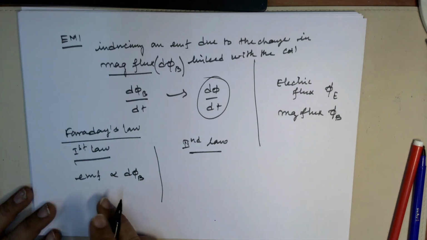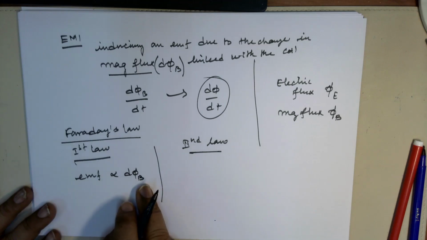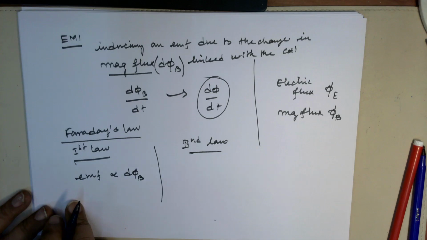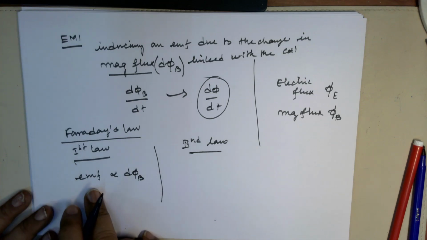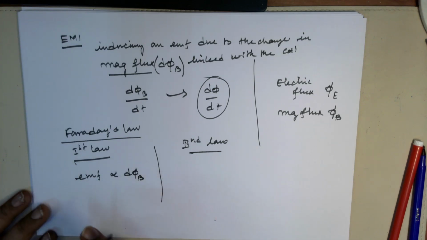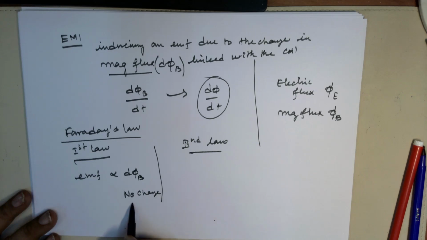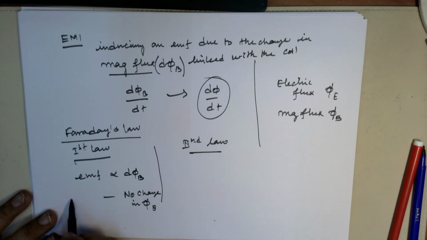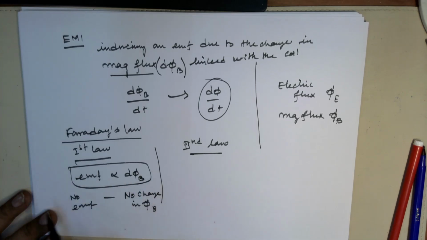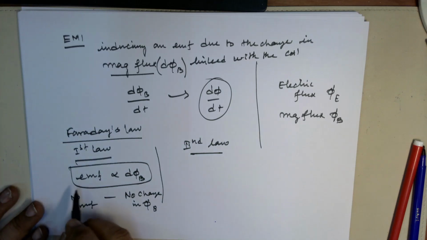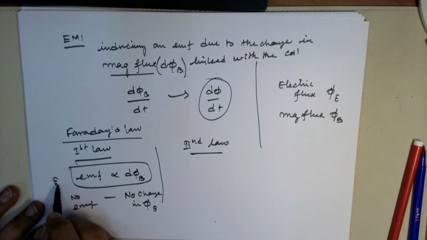And this EMF continues till the change happens. When there is no change, there is no magnetic induction, I mean, electromotive force induction. No induced EMF. Okay, so no change in phi B means what? That is no EMF. So this EMF can be represented as E.